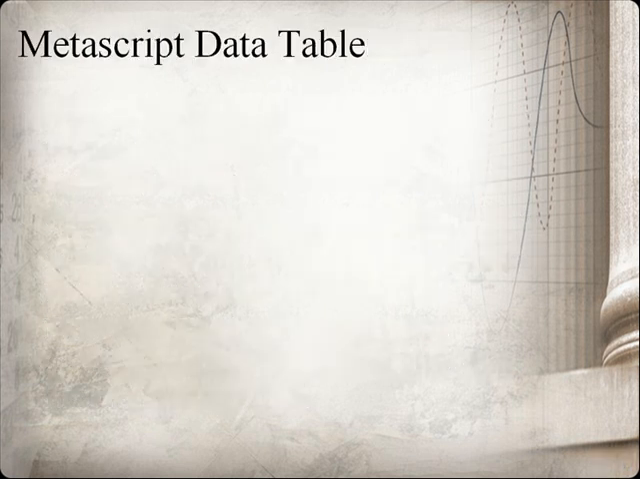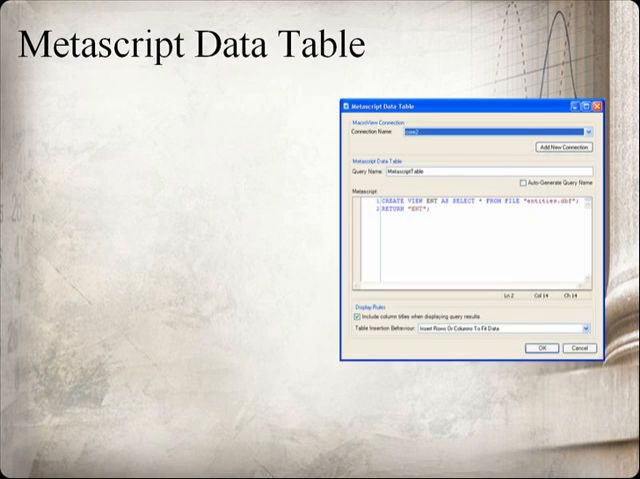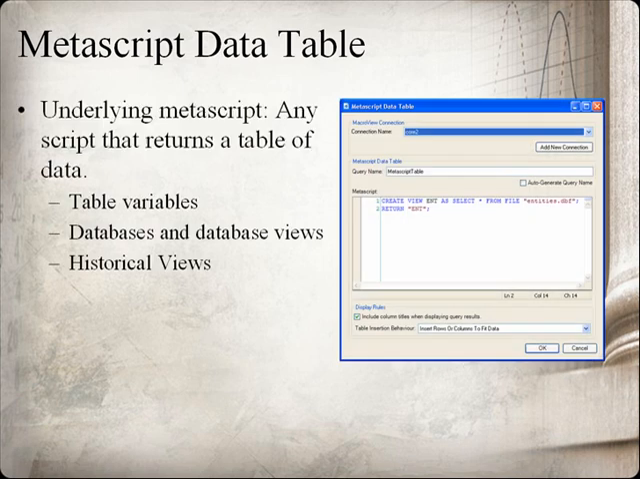Okay. So now we'll move onto Metascript. As you can see, it's basically just a piece of Metascript code that returns a data table. You've got table variables, database views, database filters, and historical views. That's the new Metascript syntax editor. As you can see, it's coloured for the various keywords. We'll be extending that. In the future it'll include autocomplete for entities and attributes defined for that connection.